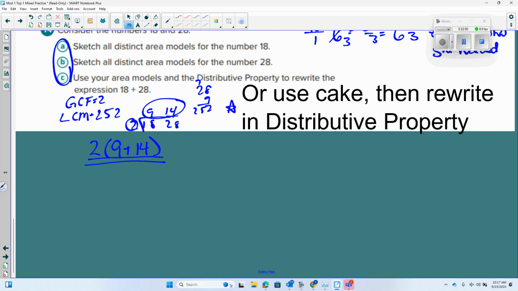You don't have to, but if you wanted to double check it, you could. So I did check just to make sure. I did 2 times 9 plus 2 times 14, and I would get 18 plus 28. Is that what I started with? Yeah. Then that's just a verification that I did it correctly. But are you required to? No, it just says write it in distributive property. No other questions? Okay.